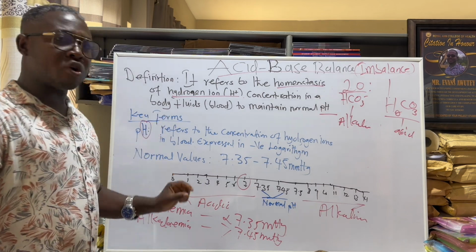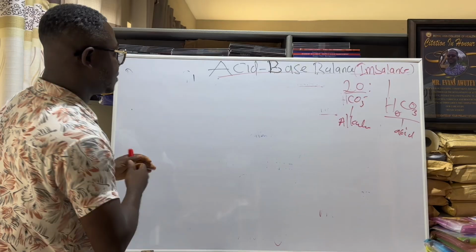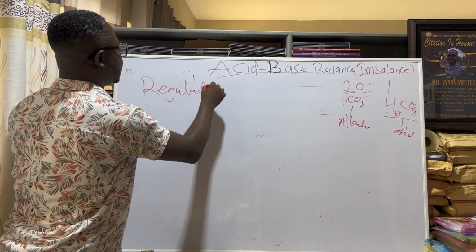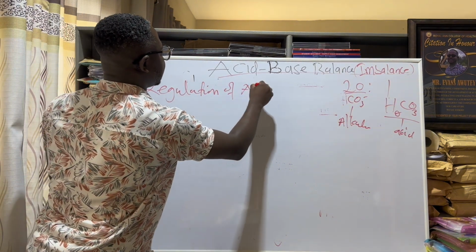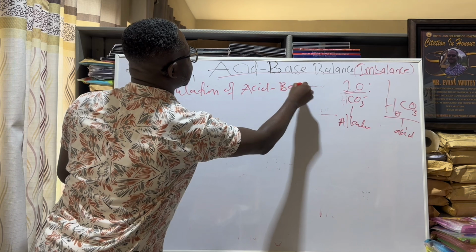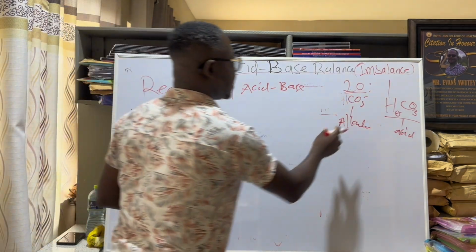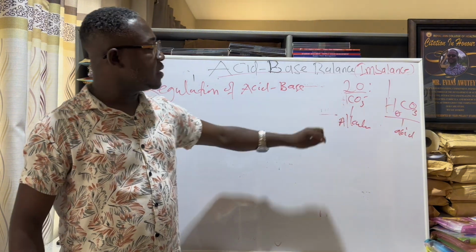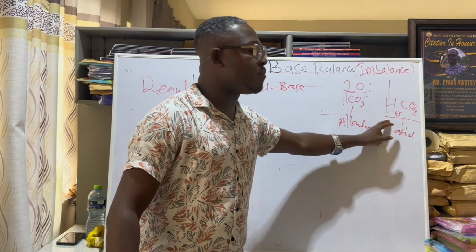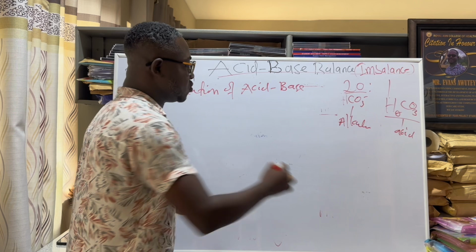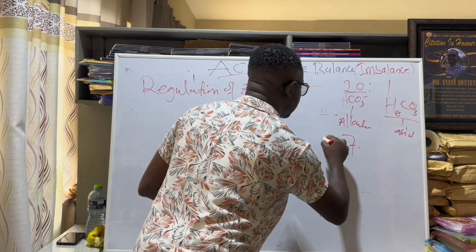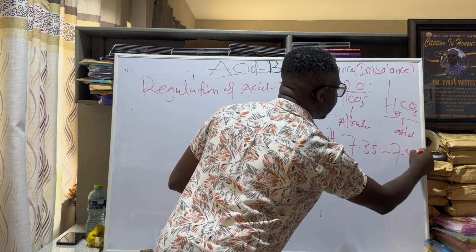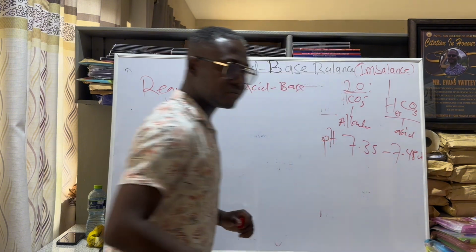But before we get to this, let's try to understand how the body tries to ensure that they keep the pH of the blood within these values. So we want now to talk about regulation of acid base, to ensure that we have 20 parts of bicarbonate and then we have 1 part of carbonic acid to make sure the pH of the blood is within 7.35 to 7.45.